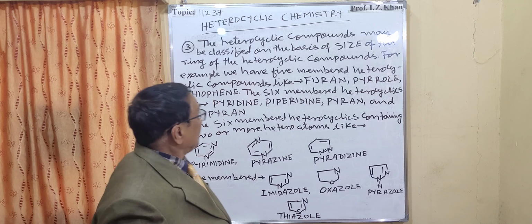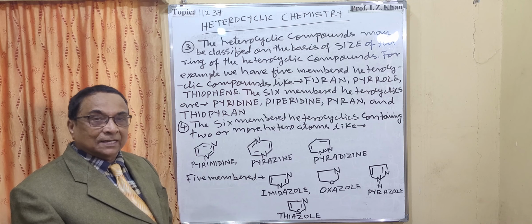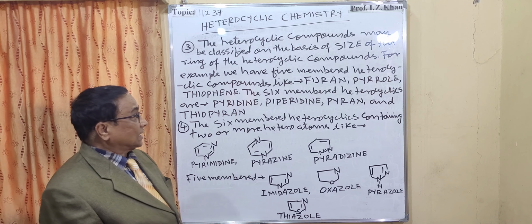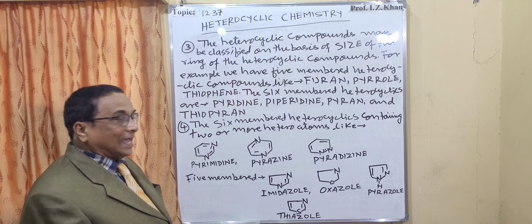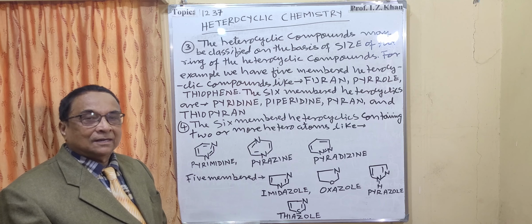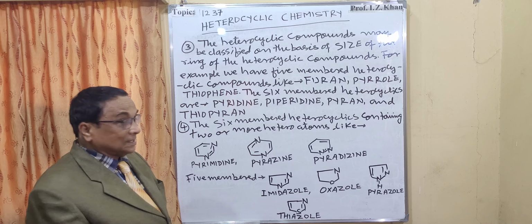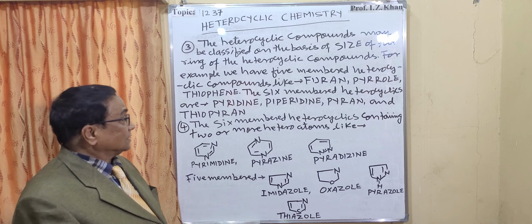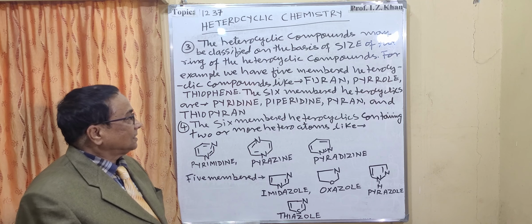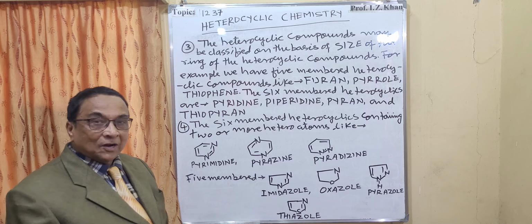So here number 3. The heterocyclic compounds may be classified on the basis of the size of the ring. For example, we have 5-member, means with 5 carbons, and maybe one heteroatom is substituted, and the compounds I have already given their structures. They are furan, pyrrole, thiophene, depending upon the type of heteroatom. Furan means oxygen heteroatom, pyrrole means nitrogen heteroatom, thiophene means sulfur heteroatom.